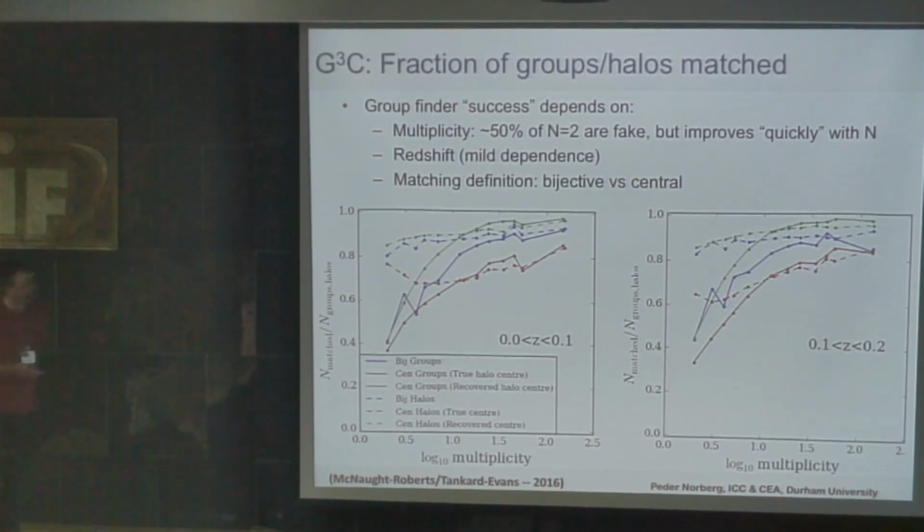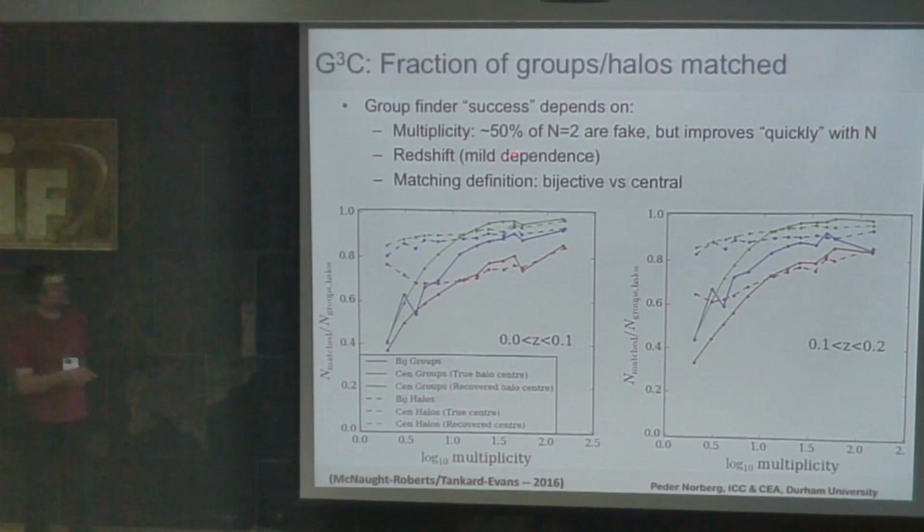Okay. So one of the first things you can ask yourself with your groups is the fraction of groups and halos that are matched. Because you know in your simulation what the true number of halos is, what the true linkings are, and so on. And so you can ask about your group finding success, and what it depends on. What is plotted here is multiplicity on the x-axis, and the number of matched objects versus the number of groups and halos. So ideally, you want to be at the one line. You want to find all the halos irrespective of multiplicity. You want to recover them properly.